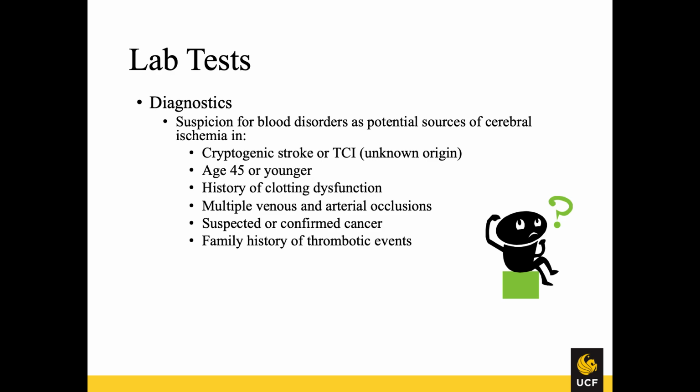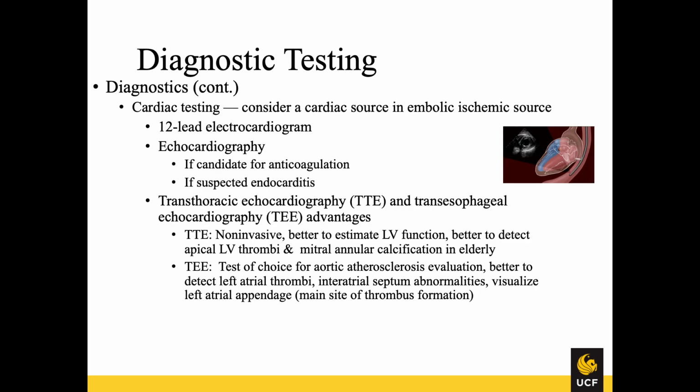Okay, other lab tests. Diagnostics, suspicion for blood disorders as a potential source. I kind of mentioned this. Cryptogenic stroke, where the origin is unknown, that might be helpful. If they're 45 or younger, they have a history of coagulopathy, multiple venous and arterial occlusions, suspected or confirmed cancer. Remember that cancer heightens coagulopathy, cancer heightens inflammatory processes, so this might be something that you would suspect in someone that had a history of CA. And then a family history of thrombotic events all are going to be significant for this.